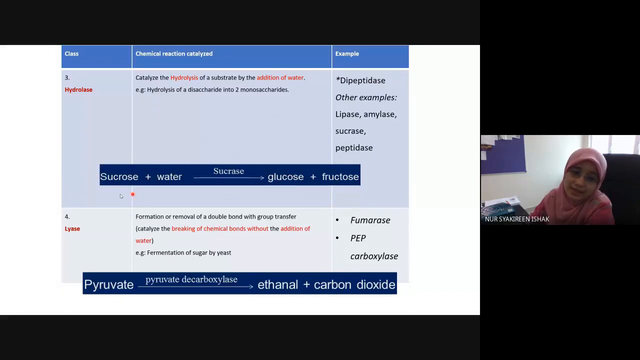Yang ini kan reaction ni awak kena tengok balik tindak balas untuk soalan chapter 1. Kita nak test minggu depan kan? Okay. So yang ini this one you should be able to know how to draw the reaction. Okay. So you should know the structure of sucrose, that it is composed of glucose and fructose and why in the reaction it requires water. Ingat balik eh. So the next one, so example you have dipeptidase, other example you have lipase, amylase, sucrase and also peptidase.